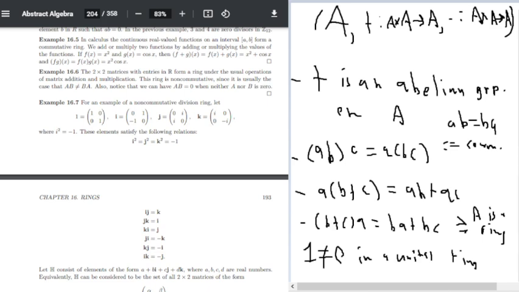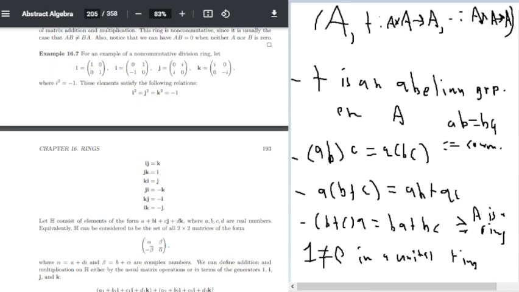Example 16.7. For an example of a non-commutative division ring, we're going to have the representations of the quaternions through matrices. Let 1 be equal to (1, 0), i be equal to (-1, 1), where i squared is equal to -1. These elements satisfy the following relations. We have that i squared is equal to j squared is equal to k squared is equal to -1.